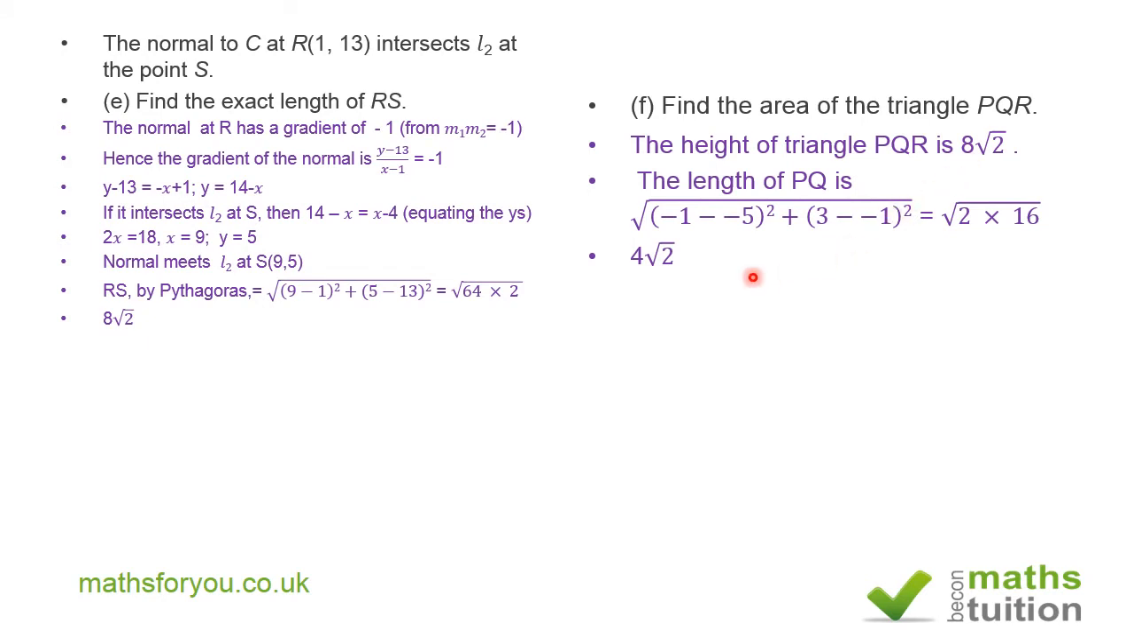And we know the height, and we know the base. We can now find the area of the triangle, which is height times base divided by 2. And 4 root 2 times 8 root 2 will give us 32 times 2 divided by 2, and the answer is 32 units squared.